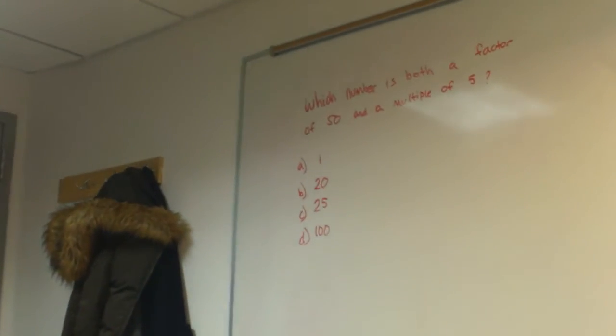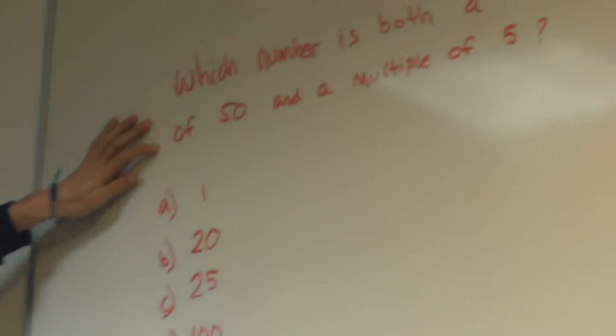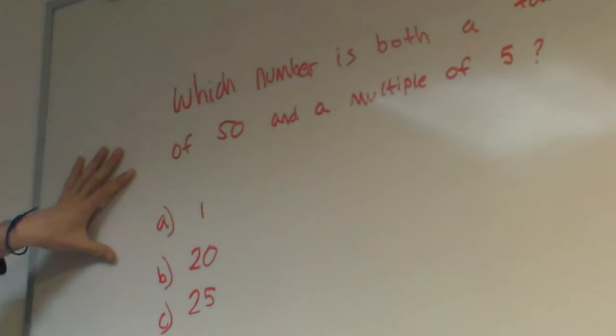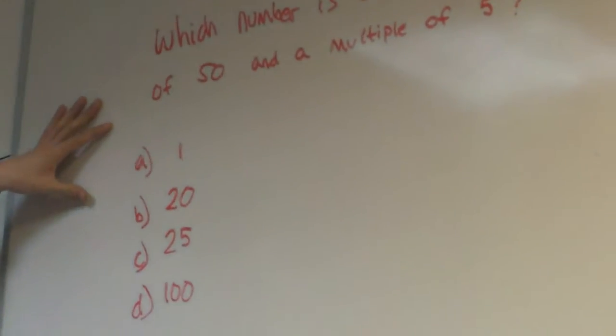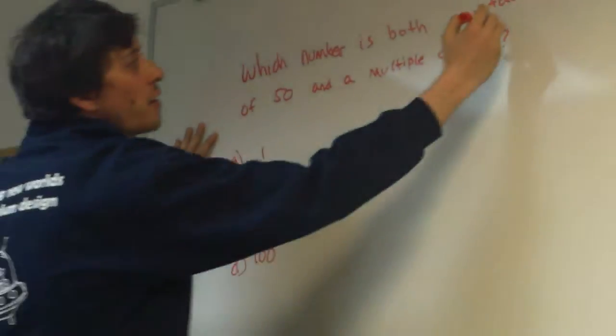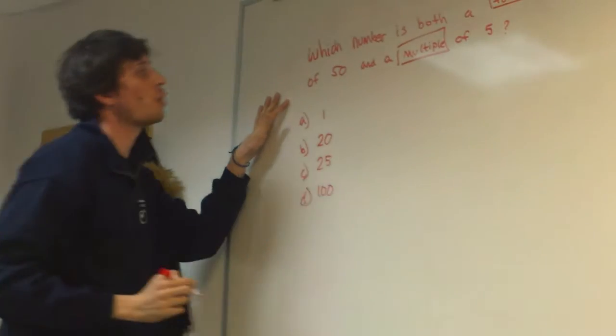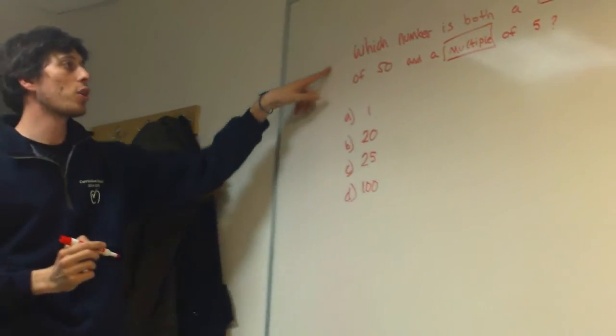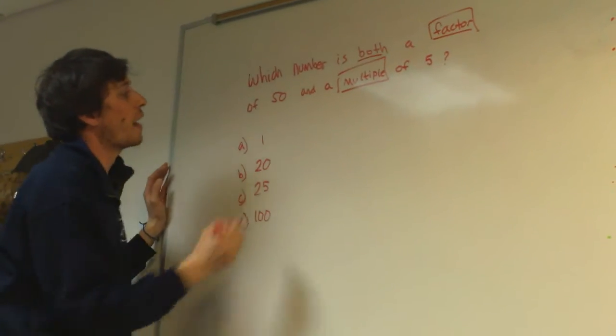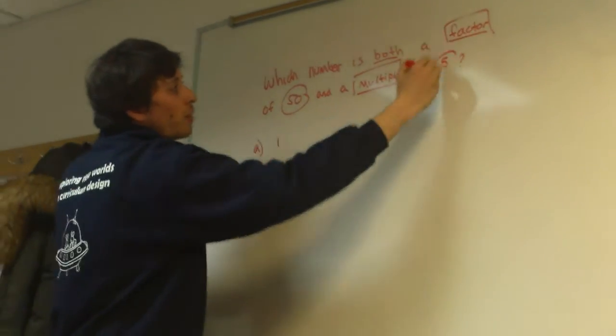All right. Which number is both a factor of 50 and a multiple of 5? This question was particularly troubling for scholars because they needed to understand the definition of both factor and multiple. So let's dissect this problem. Which number is both a factor of 50 and a multiple of 5?